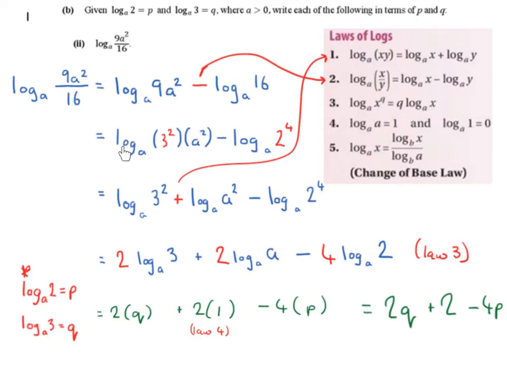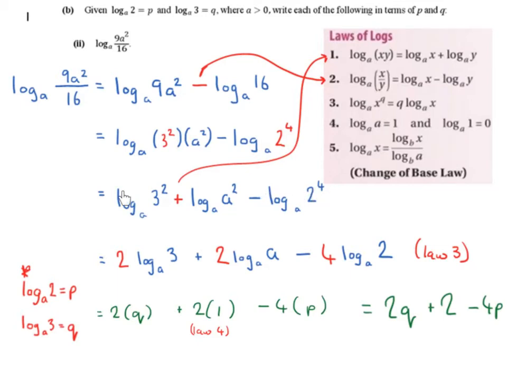Next, we're going to take log base a of 3 squared times a squared, and we're going to break it up into log base a of 3 squared plus log base a of a squared. And that's because we are using law number 1 of logs. And the minus log base a of 2 to the power of 4 just stays the same.